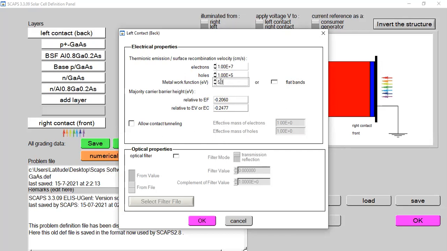Similarly, we can check the effect of other back metal contacts and work energy functions like Ag. So I'm going to set the value of the work energy function of Ag, which is 4.7 electron volt. And definitely now this metal work function is a little bit lower as compared to Pt. So what will my simulation show? Definitely it will degrade my performance.